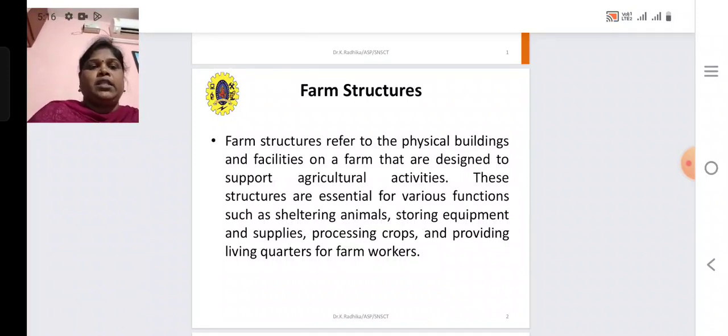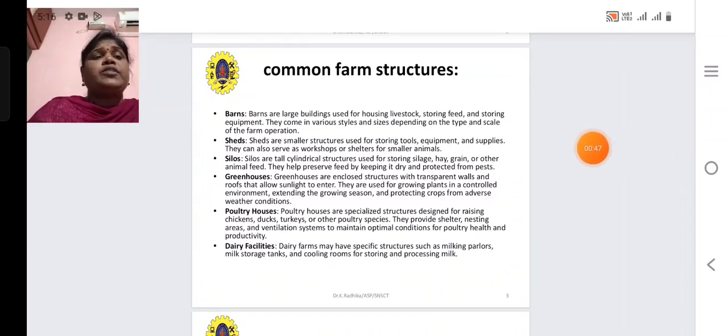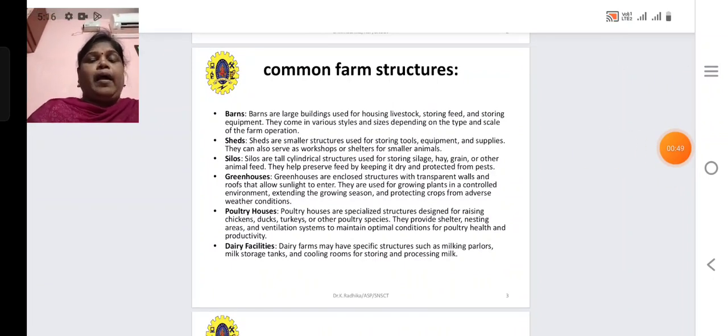These structures are essential for various functions such as sheltering animals, storing equipment and supplies, processing crops, and providing living quarters for farm workers. Some of the farmers are living in the farmhouses, so it will be useful for the farmers also. Then common farm structures: barns, sheds, silos, greenhouses, poultry houses, dairy facilities. These are the common farm structures.